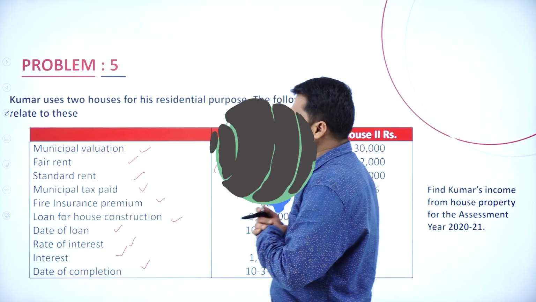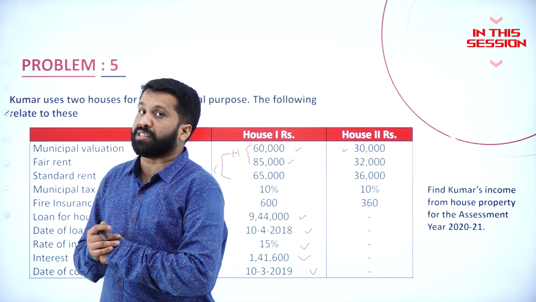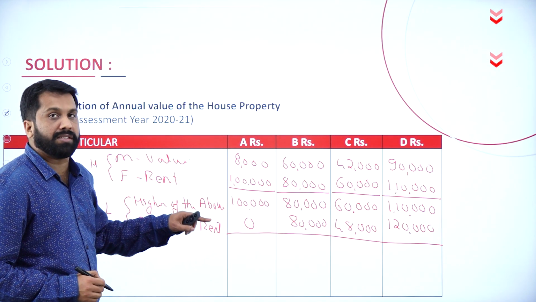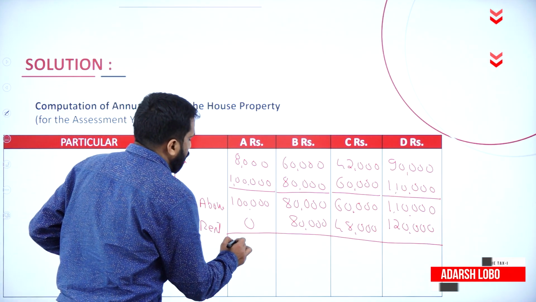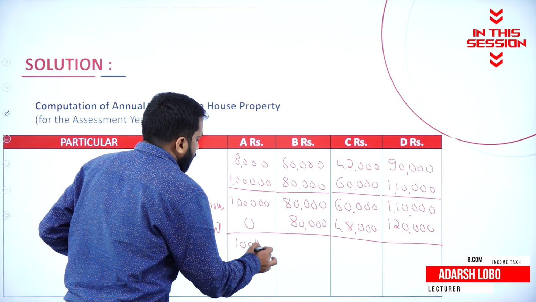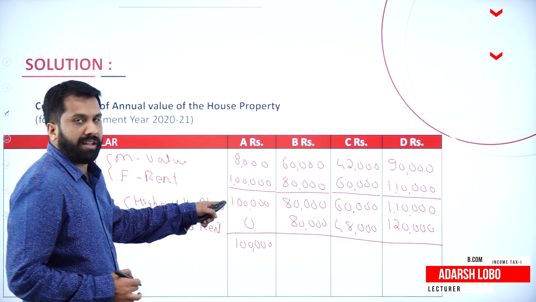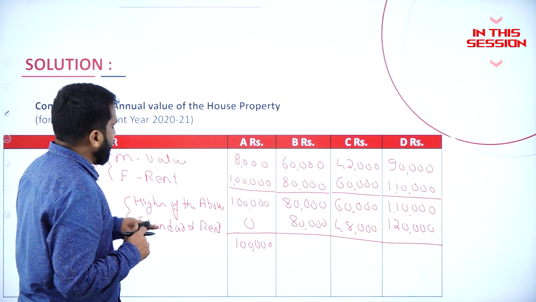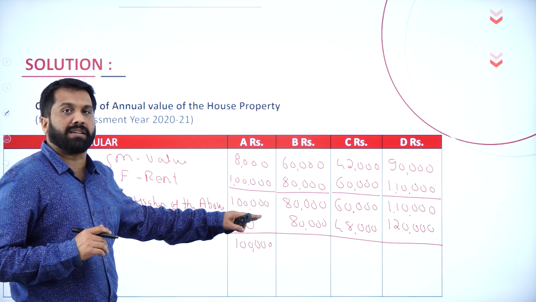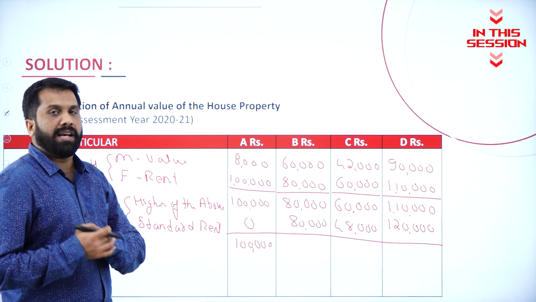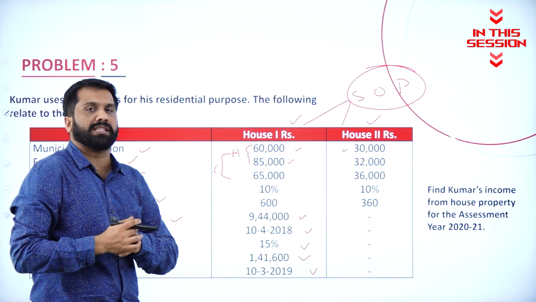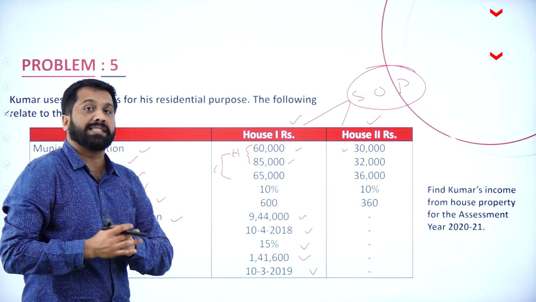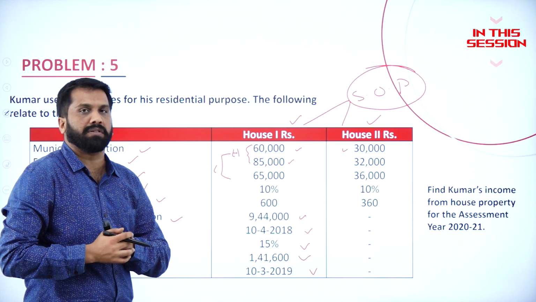Date of completion in the sense it has to be completed within 3 years. In this, if it is 0 or the value is not given, then we'll go for the old answer only. Don't compare 0 with 1 lakh, then it will become 0. Never go for 0. If standard rent is not given, then we will not consider it. If the actual rent received is not given, then we should consider this as self-occupied property.